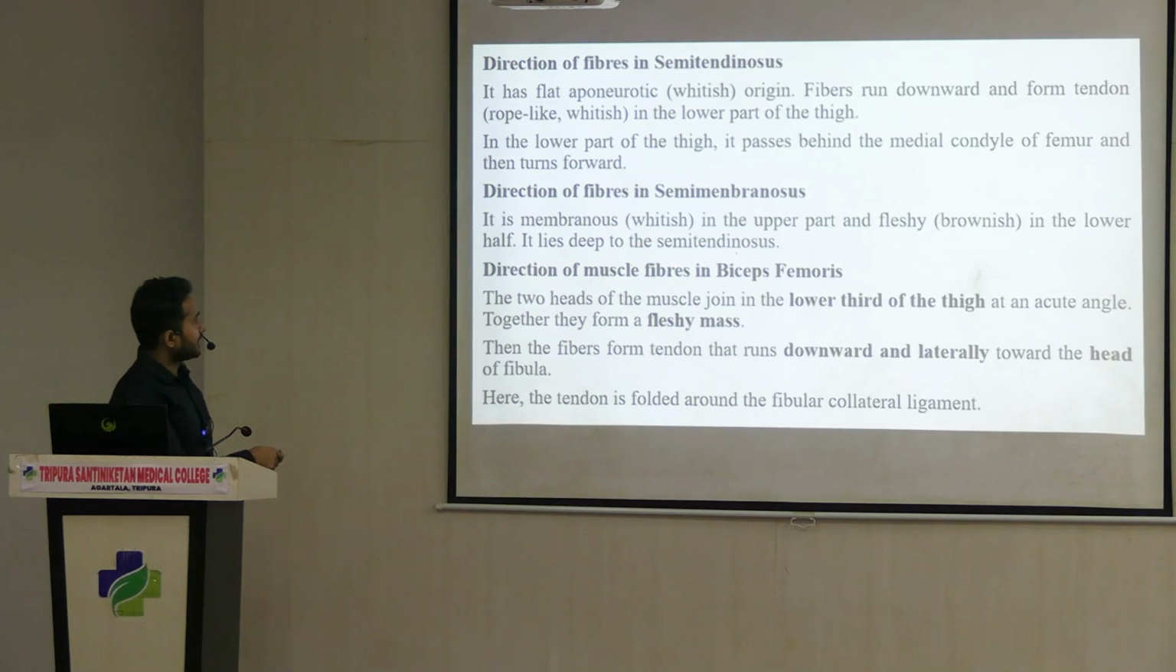Next, if you see the direction of the semimembranosus muscle, it is membranous in the upper part and fleshy brownish in the lower part. Okay, so this is the way of doing the identification of this particular group of muscles.